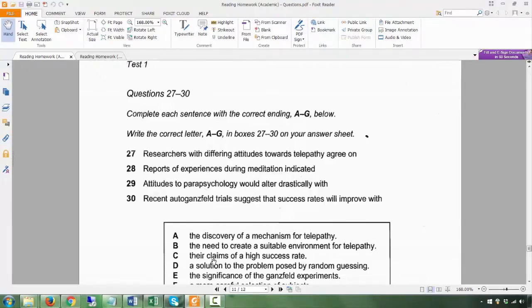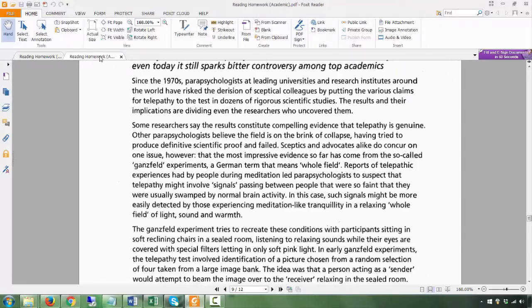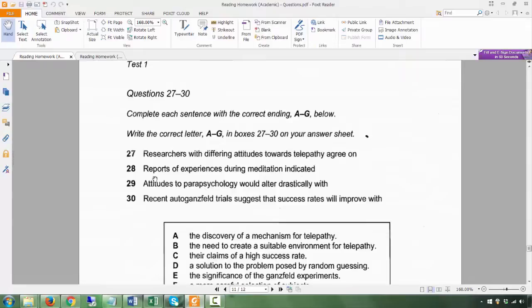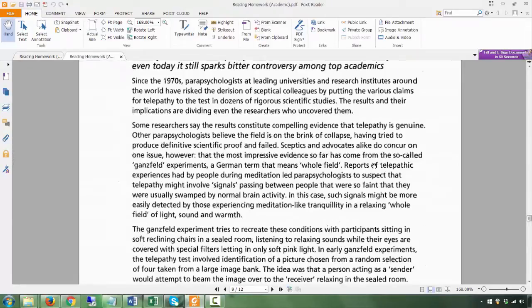28, the answer is going to be B. Reports of experiences during meditation indicated the need to create a suitable environment for telepathy. The answer is at the bottom of this paragraph. You talk here about experiences during meditation. It mentions meditation here.